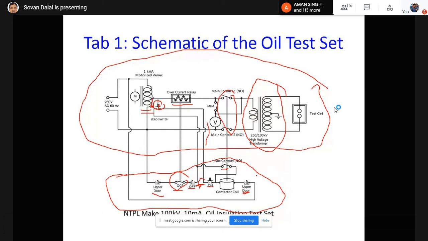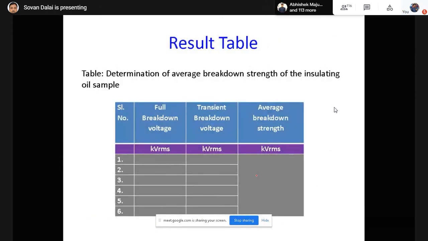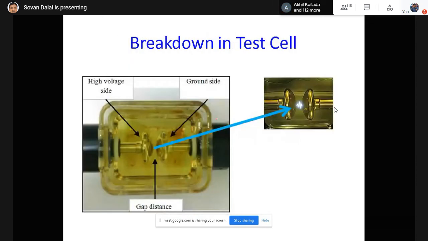transformer oil. But here the transformer oil is not a homogeneous solution, so IS 6792 suggests that you have to take six readings. You have to take six readings, and this is the experimental table. Among these six readings, in most cases, if the oil is in good condition, you will find full breakdown voltage. But sometimes, due to the presence of more impurities, you will also get transient breakdown. That will come in the later portion.